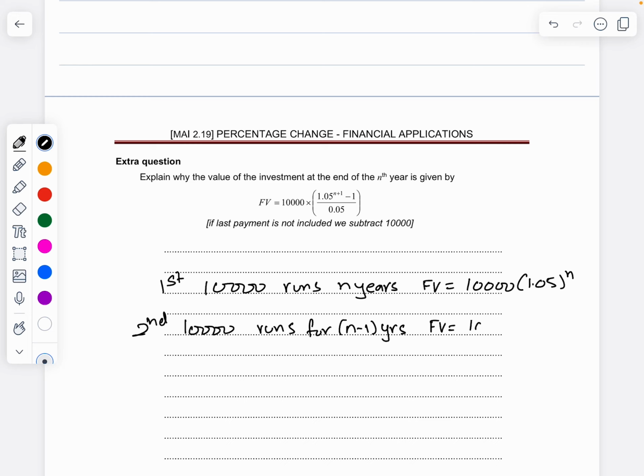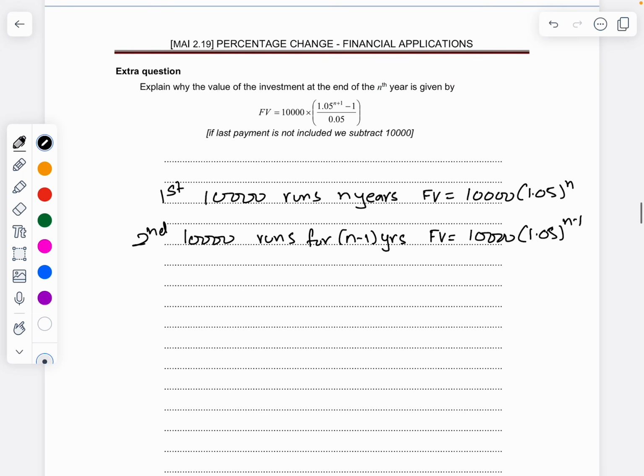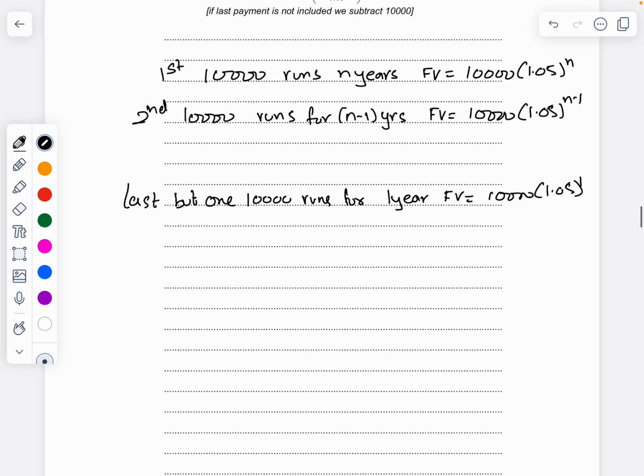So the future value, or final value, will be 10,000 times 1.05 to the power of n minus 1. The last but one 10,000 runs for how many years? 1 year. So the future value will be 10,000 times 1.05 to the power of 1. The last payment of 10,000 will have only 10,000, so it will not have any interest.